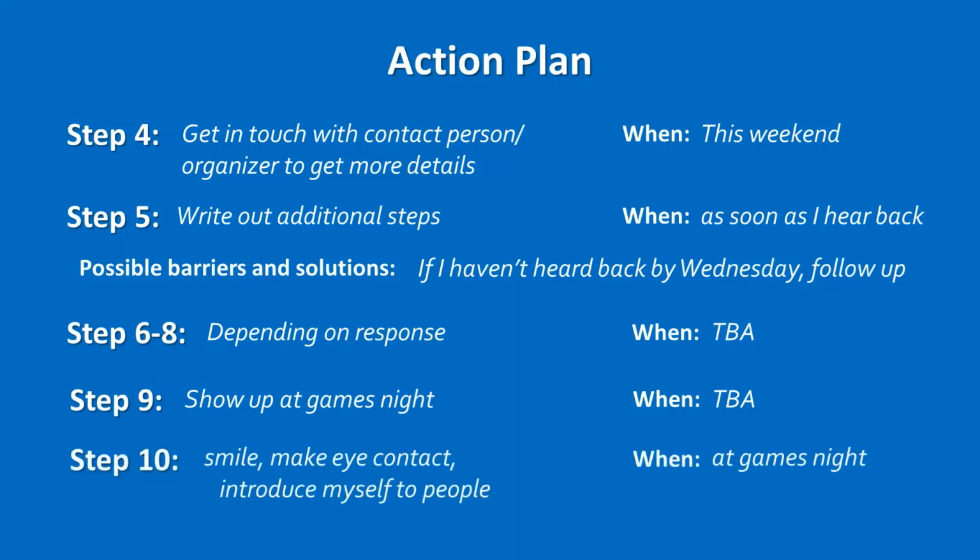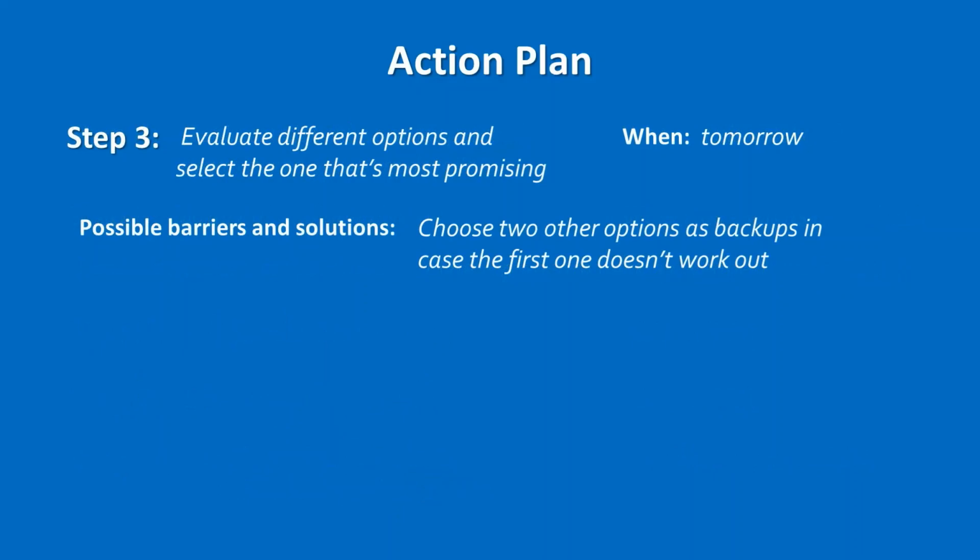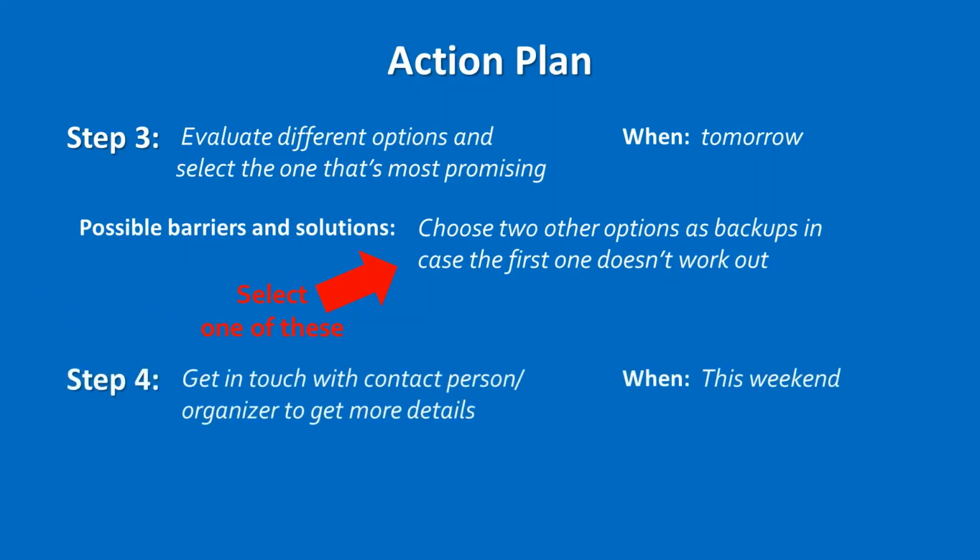And maybe we have a couple of other steps about strategies to connect with people once we're there. Or if for some reason it turns out our first choice isn't an option, well, we anticipated this barrier, so we already have 2 backup options ready to go. So we choose one of these and go back to the step where we contact the organizer and carry on from there.